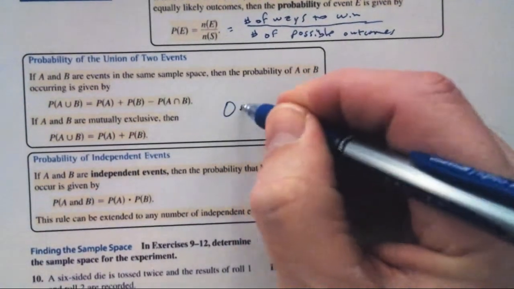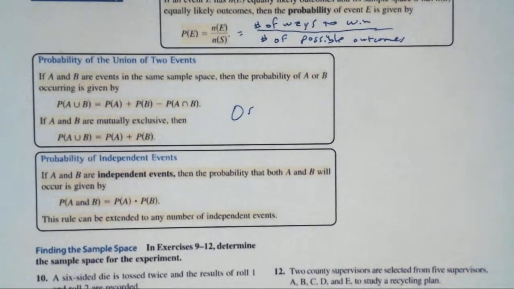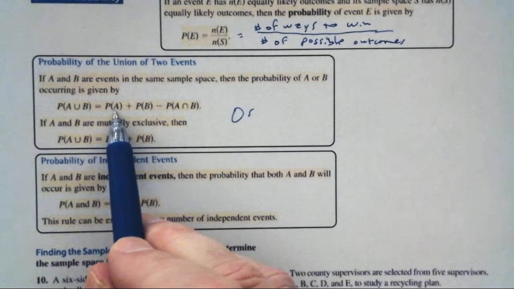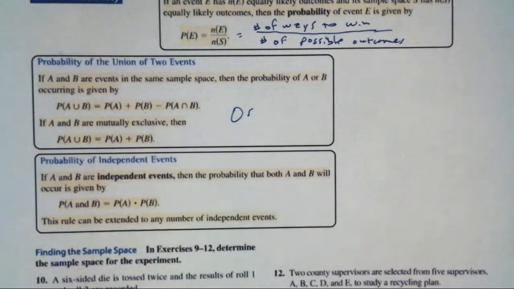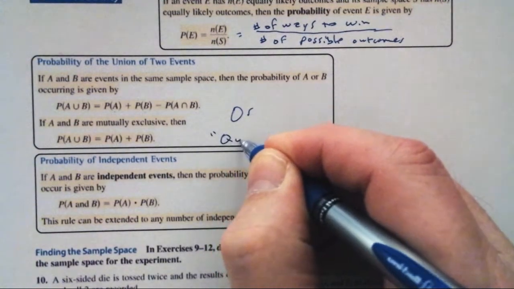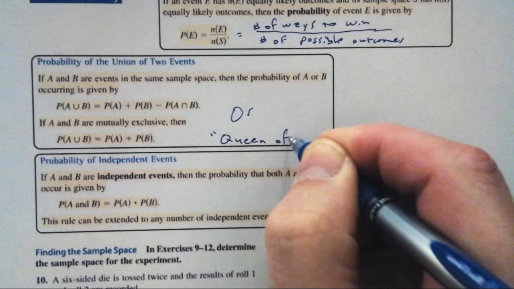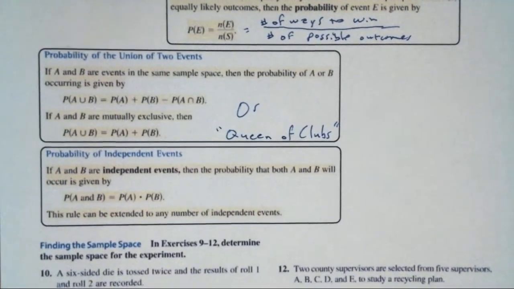This would be like an or problem. We could win today if I flip a coin and it lands on heads, or I roll a die and it turns up five or six. In which case, it would be the probability of the coin event plus the probability of the die event, minus the probability of any intersection. This is all about the Queen of Clubs, and you'll see what I'm talking about a little later in here.